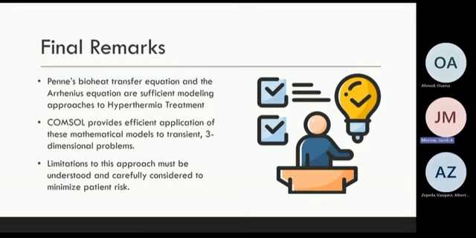Careful considerations must be made by engineers and medical professionals when constructing hyperthermia simulations because biological structures are very complex. So to minimize risk to the patient, all the limitations and assumptions that were discussed that are inherent to both the Penne's and Arrhenius models must be understood and carefully accounted for.